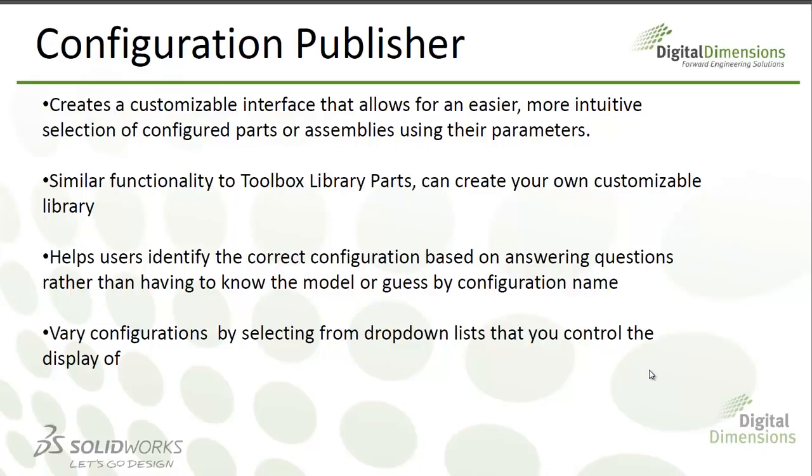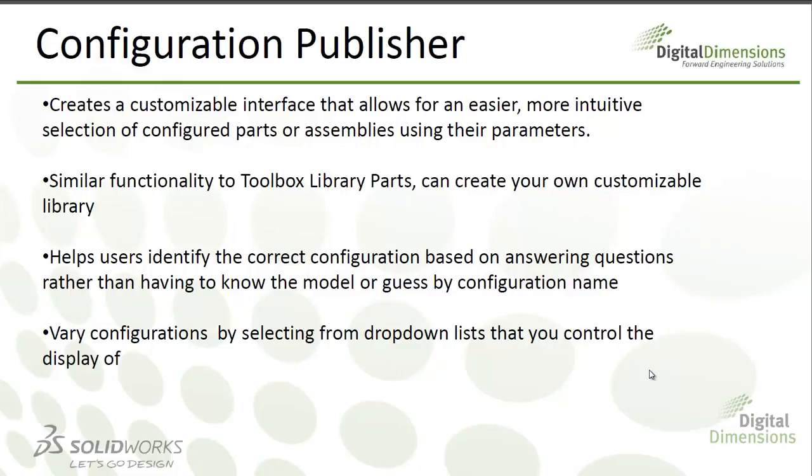The Configuration Publisher is a tool. It helps create a customizable interface that allows for an easier, more intuitive selection of configured parts or an assembly by using options or the parameters to create the configuration instead of having to pick it from a list. The functionality is very similar to using a toolbox library part, where you can, in this case, make your own customizable library of fasteners or other types of parts.